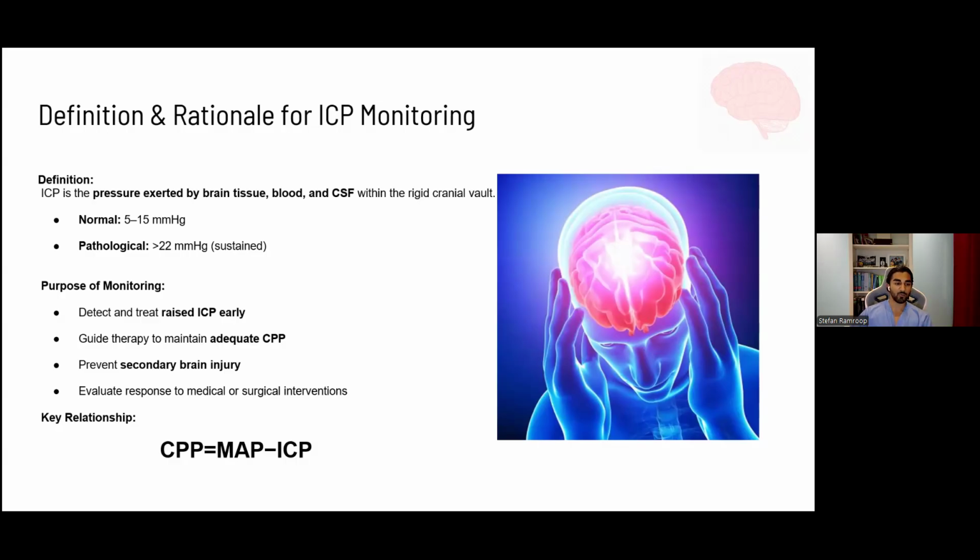So the main reason we monitor the ICP is to catch that rise early, ideally before it translates into secondary injury. And it helps us maintain adequate cerebral perfusion pressure, which is, as outlined below, the difference between the MAP minus the ICP. Monitoring this lets us see in real time how interventions are working. So if we hyperventilate a patient, drain CSF, or start any osmotherapy, you can confirm if it's actually lowering the ICP and improving the CPP or not.